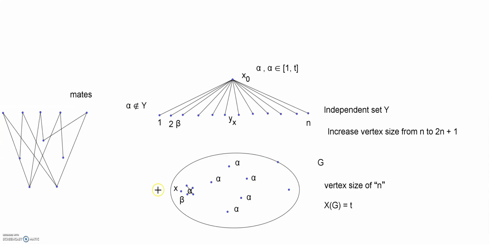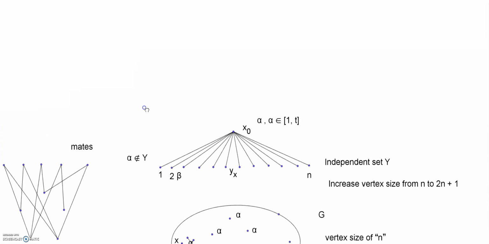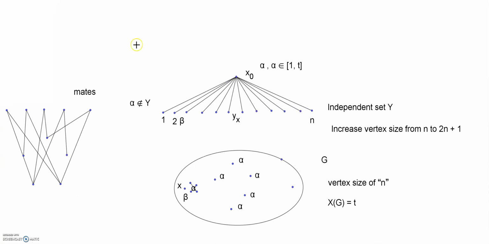Keep in mind that now we're working in this big graph. This is a huge graph, and if we were to go back in time, we'd be able to see that we already had this construction connecting the mates y sub x to the original vertices in the original graph G, x.